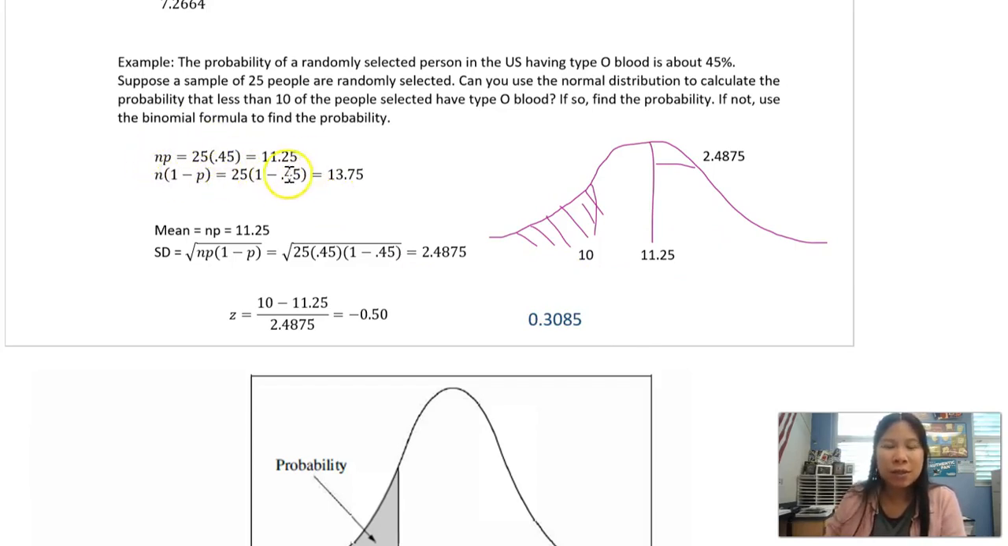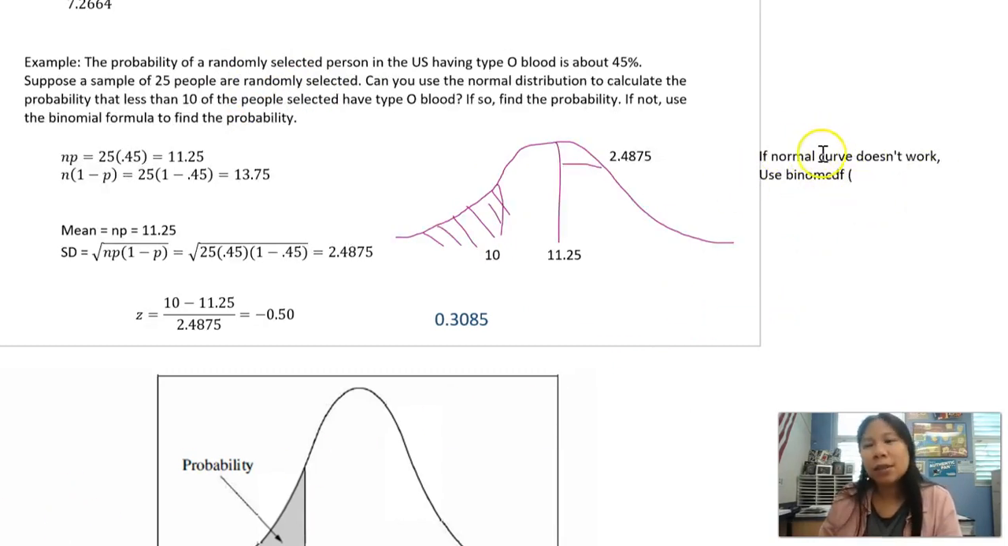Okay, let's pretend in this situation that n times p and n times 1 minus p weren't greater than 10, and we couldn't use the normal curve. In this case, then we would have to use binom CDF because we're dealing with less than 10. Less than 10 would mean we want people like 9 and below. Remember, it starts at 0, so we're adding up all the probabilities from 0 up until 9, not including the 10. So since we're adding things up, we would use binom CDF. I'm just going to put this on the side here. If your normal curve doesn't work, use binom CDF to add up all of our probabilities together.